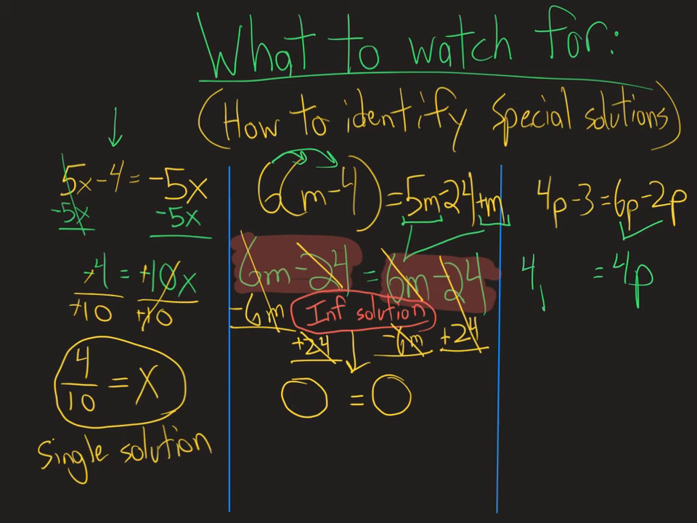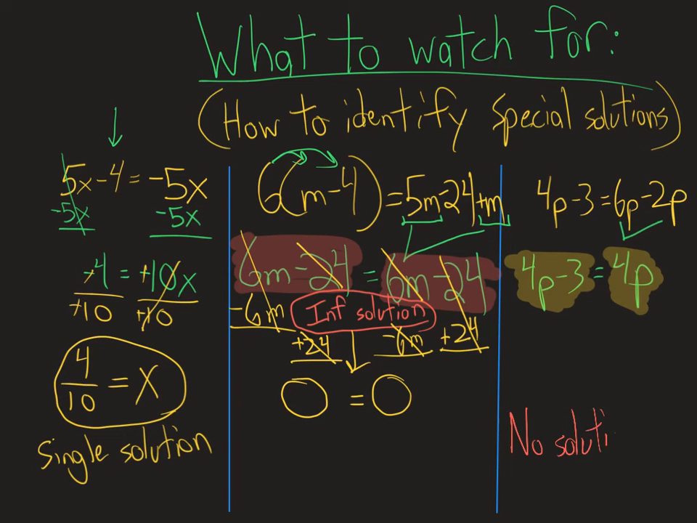Hopefully right here, you're already seeing what you should see. I hate the highlighter and the pen. 4p minus 3 and 4p. There's no way those can be the same thing. If I multiply any p-value by 4, if I take away 3, it can't remain what it was originally. It's going to reduce by 3. So the left and the right can never possibly match. That tells me I've got a no solution.